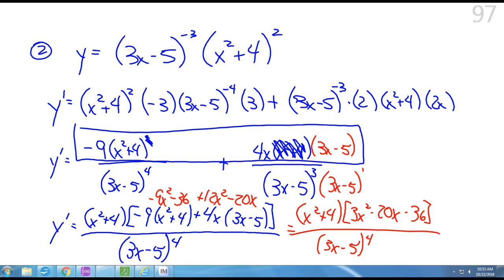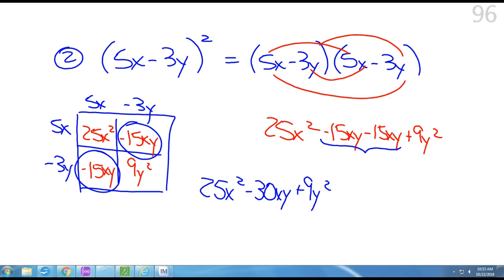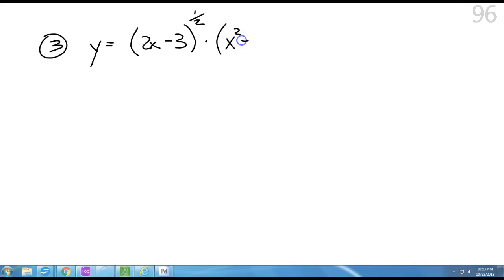Okay. Alright, let's look at what if it's fractions. This gets a little bit more involved. Again, the calculus is not the hard part here. It's the algebra. This would be number 3, right? So let's say (2x - 3)^(1/2) times (x^2 - 4)^(2/3).